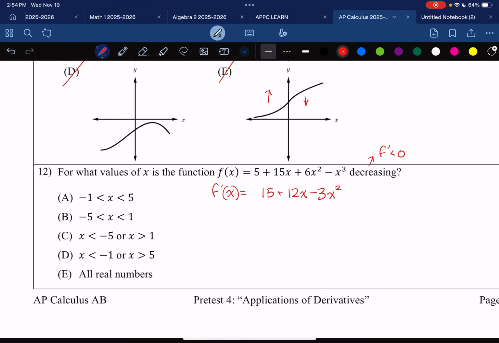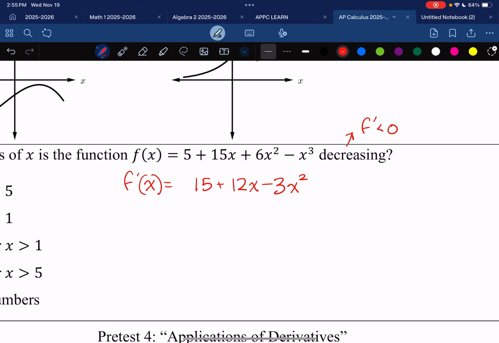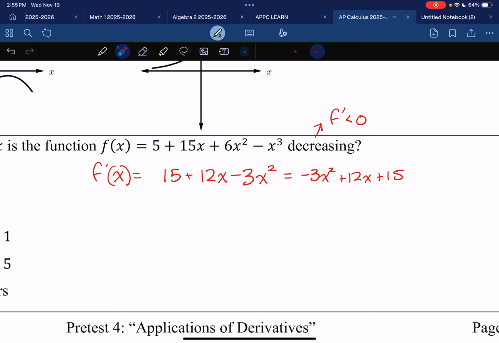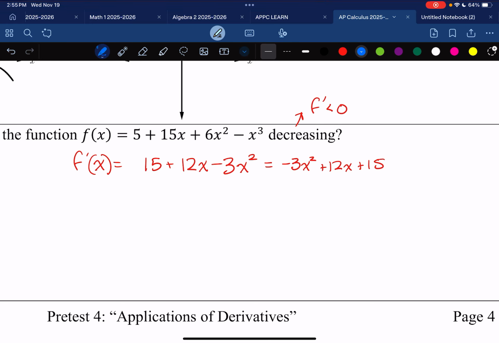And I remember this question from an old pretest. This is really hard to do because when you do your factorization, it doesn't really work when you have a negative leading coefficient, because this is the same thing as saying negative 3x squared plus 12x plus 15. You'll notice that my leading coefficient, this negative 3, is negative, and that makes it really hard to factor. So in order to make this factorable, I'm going to get rid of that negative. I'm going to factor out a negative, and then we're going to figure out what we're left with.